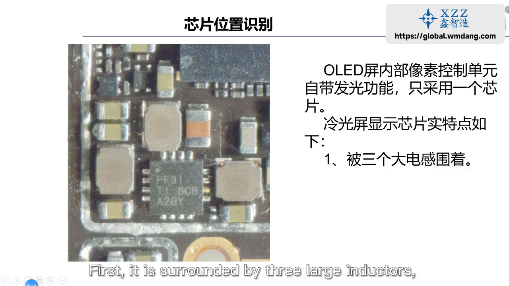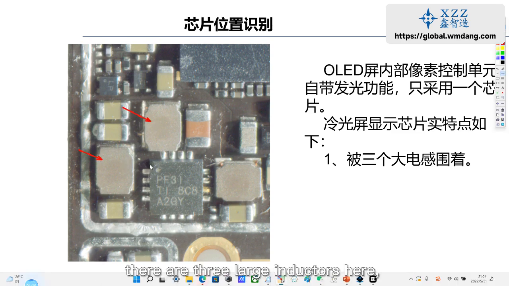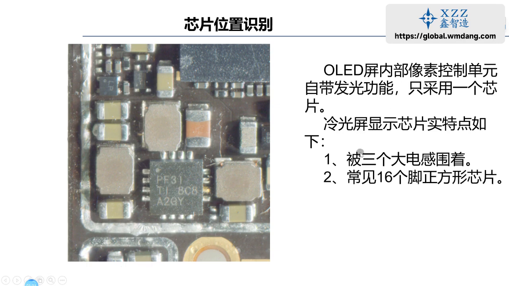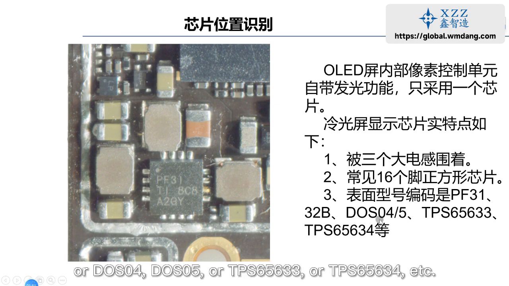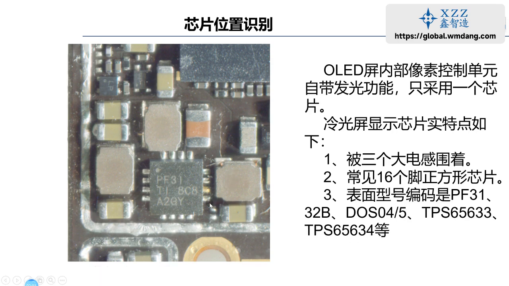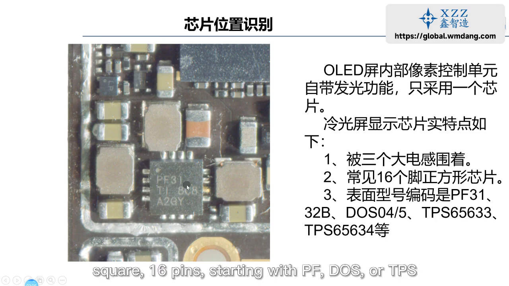This display chip has some characteristics. First, it is surrounded by three large inductors. Like this chip, there are three large inductors here, surrounding this display chip. And it is commonly a square 16-pin chip. For example, the one on the left. Its models start with PF31, 32B, or DOS04, DOS05, or TPS65633, or TPS65634, etc.